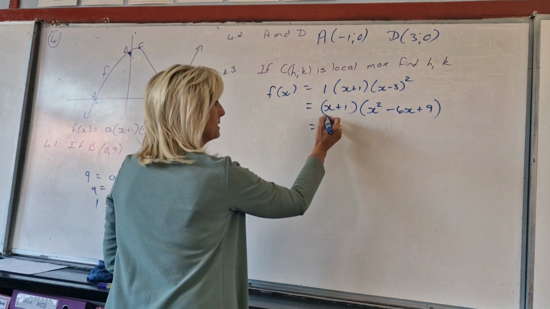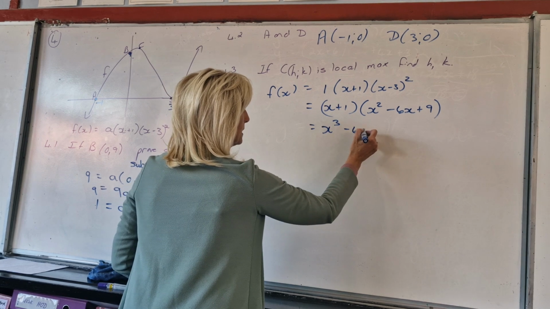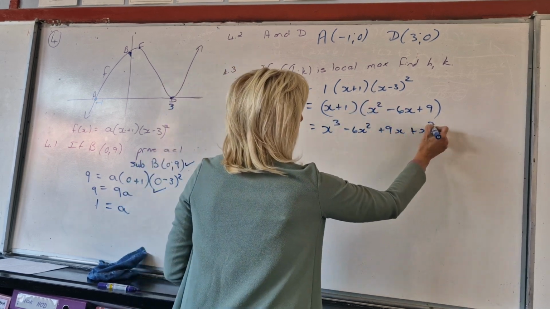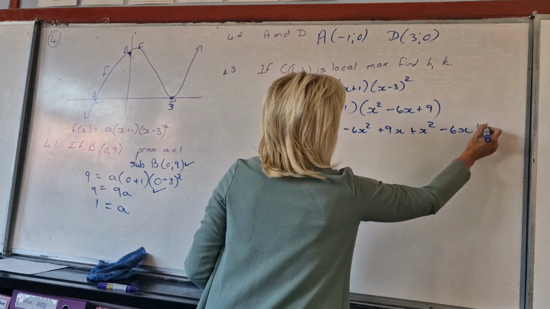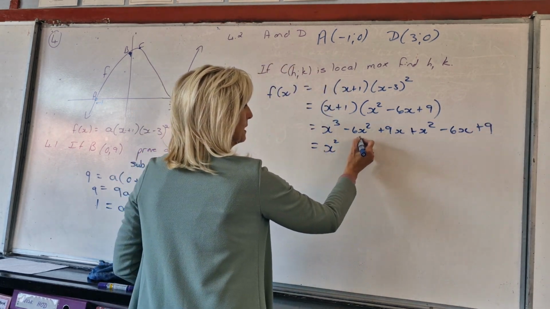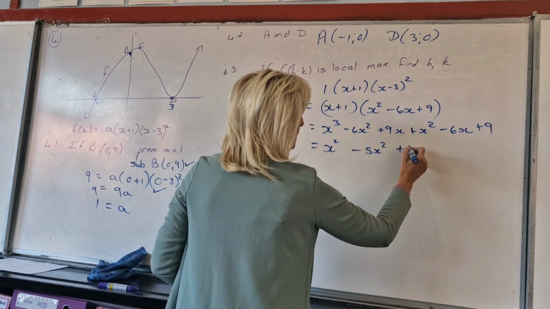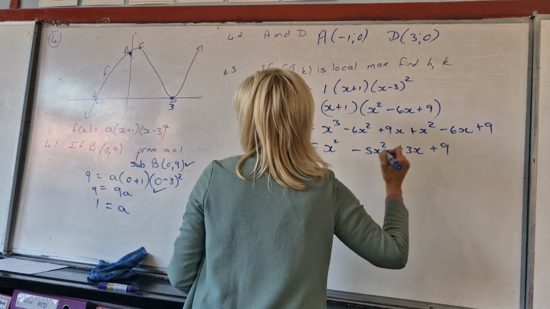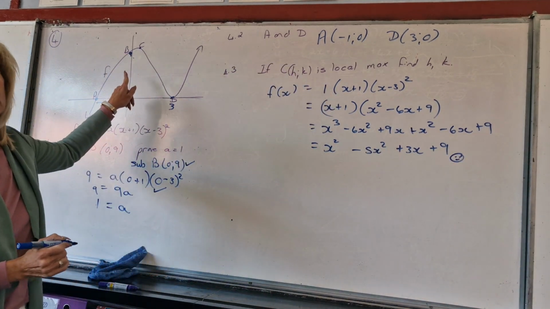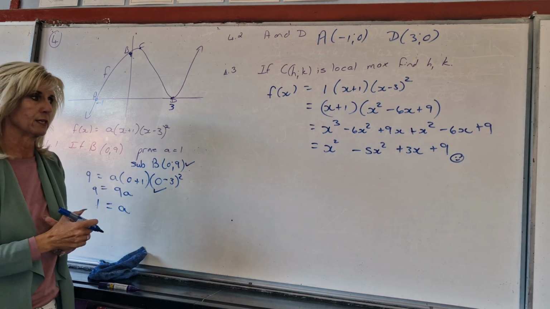Timing it in again is going to be times the x with everything: x to the 3 minus x squared plus 9x. Timing it in again is plus x squared minus 6x plus 9. And then when I add like terms, this gives you x cubed minus 5x squared plus 3x plus 9, which does help me smile a little bit. And it's not necessarily always given, so you wouldn't have had that opportunity there.